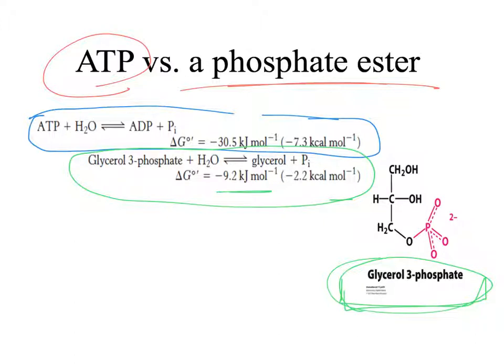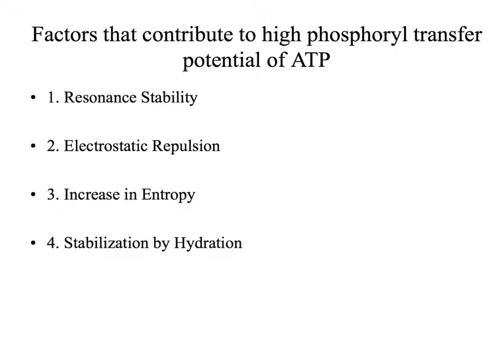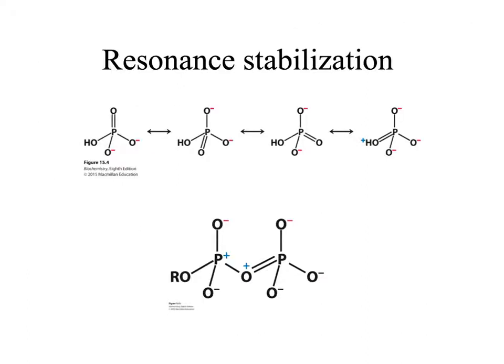And the higher transfer potential is going to be based on 4 factors. It's based on resonance stability, electrostatic repulsion, increase in entropy, and stabilization by hydration. So we can look at these all individually. If we're looking at resonance stabilization, the orthophosphate is a product of ATP hydrolysis, and the orthophosphate has greater resonance stability than the other phosphoryl groups of ATP. So we're stabilizing the structure because of the rearrangement of those electrons and that partial double bond characteristic.